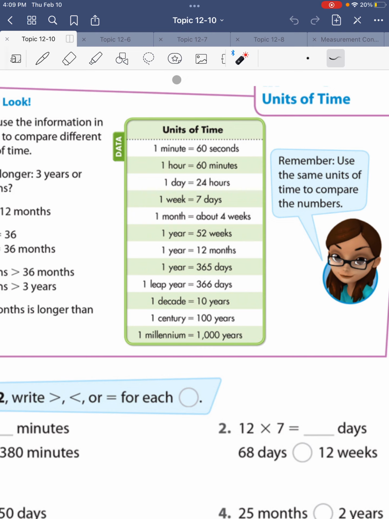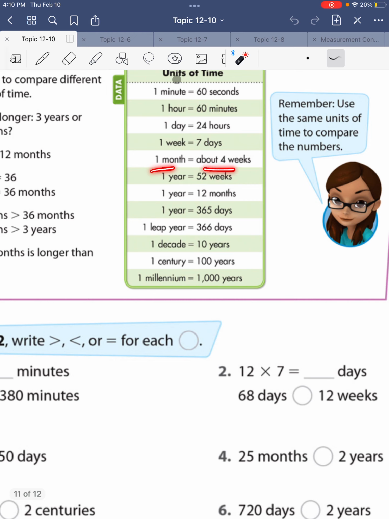So just like conversions, we have units of time. We have 1 minute equals 60 seconds. So instead of saying, oh, we have a minute left, you can say we have 60 seconds left. 1 hour equals 60 minutes. Same thing, instead of saying I have an hour left, you can say I have 60 minutes left. 1 day is 24 hours. 1 week is 7 days.